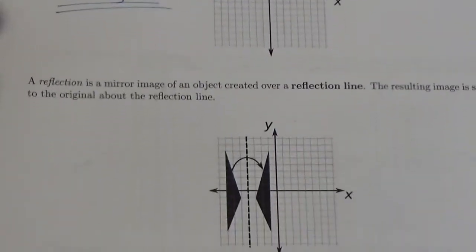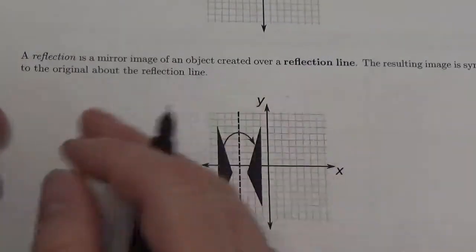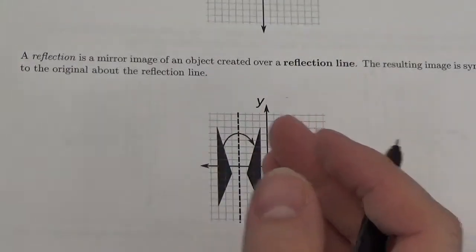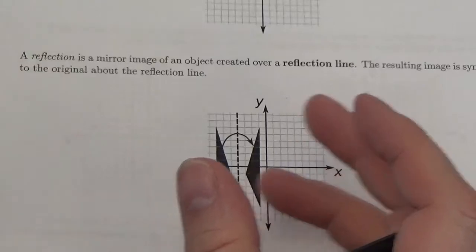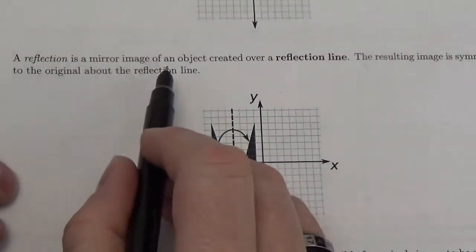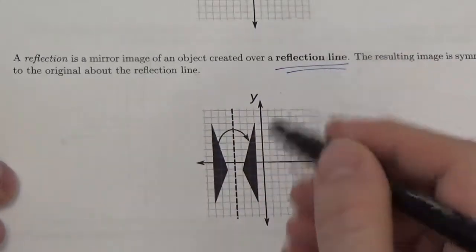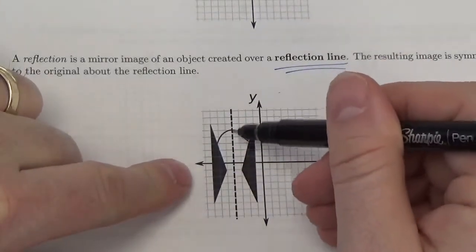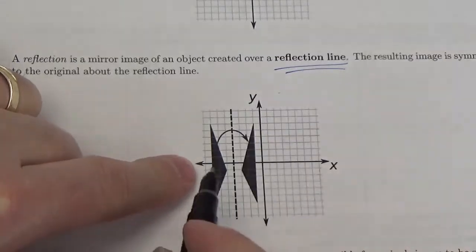Now, we might talk about a reflection where we're going to flip things over here. For what we're going to do here, we're not going to overly complicate this. We just want to get this idea here. The reflection is the mirror image of the object created over the reflection line. So we've got this object here, and then we've got this mirror line, this reflection line.